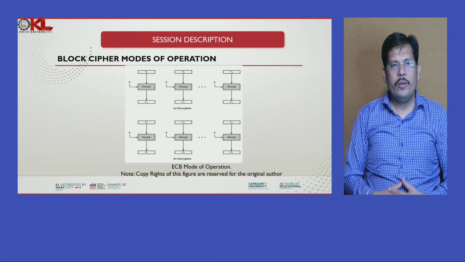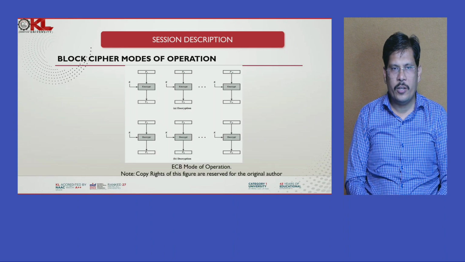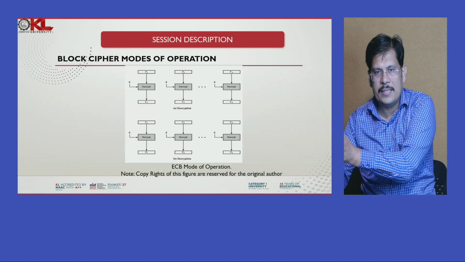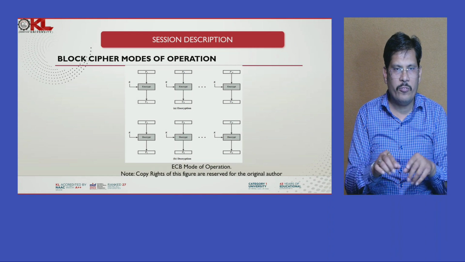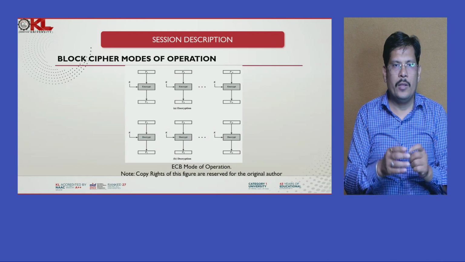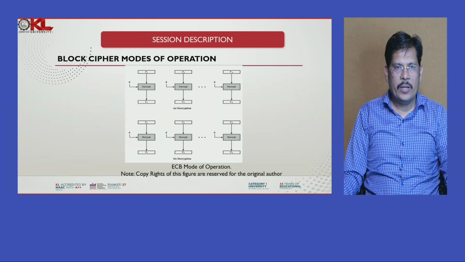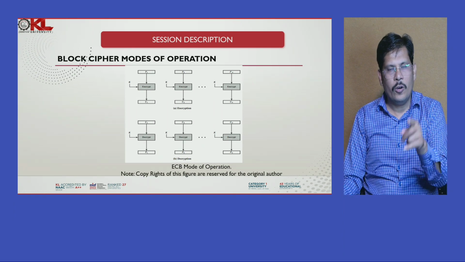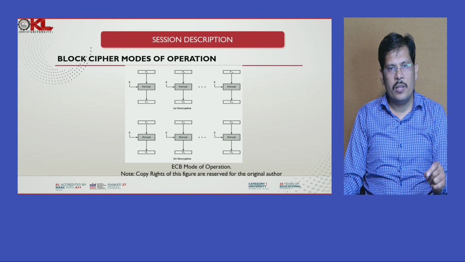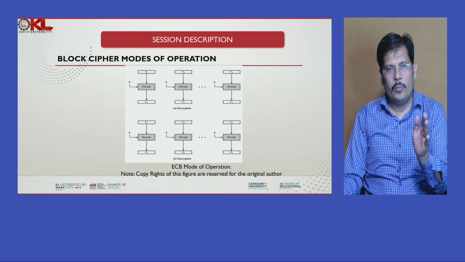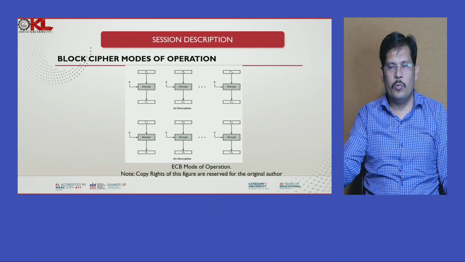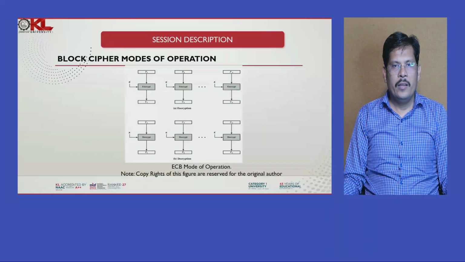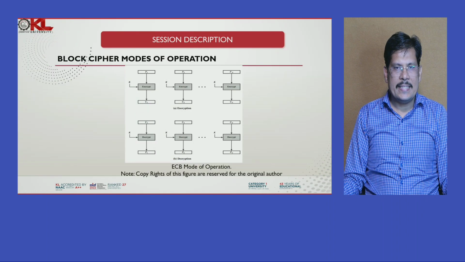So this is the block diagram for the block cipher mode of operation. See, there are the plain text blocks P1, P2, P3 up to Pn, where n is the number of blocks to be encrypted. For P1 we put in a key K, it will encrypt and produce a ciphertext C1. For P2 we use the same key, and it will encrypt and produce ciphertext C2, and so on up to the block Pn, where we input the key K and it produces the ciphertext Cn.